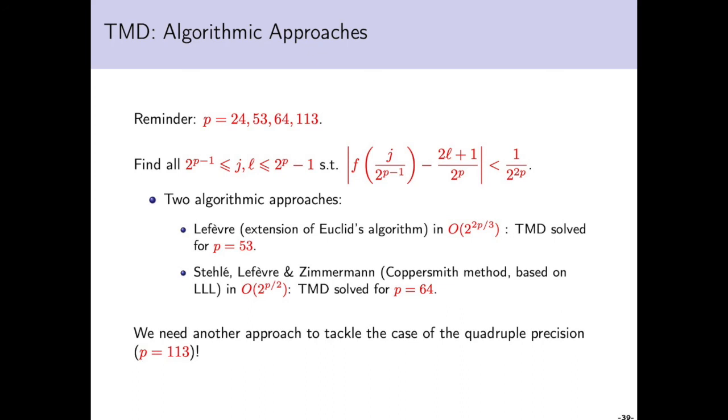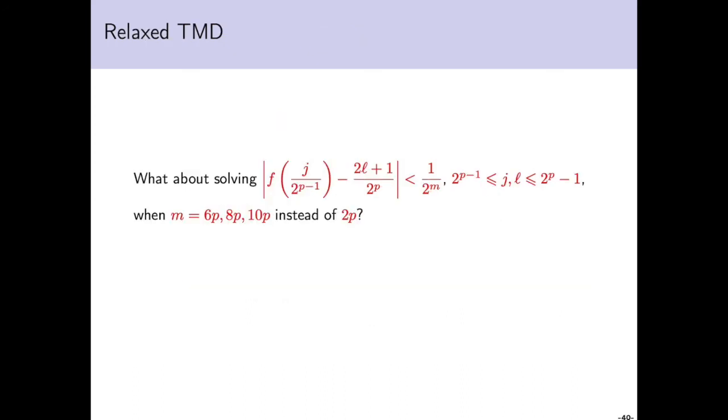Okay, but unfortunately, these algorithms are not practical at all for the case of quadruple precision. And unfortunately, as well, our approach with Guillaume does not give significantly better results for the solving of this inequality. On the other hand, a nice feature of our work is that we're able to solve a relaxed version of the table maker's dilemma.